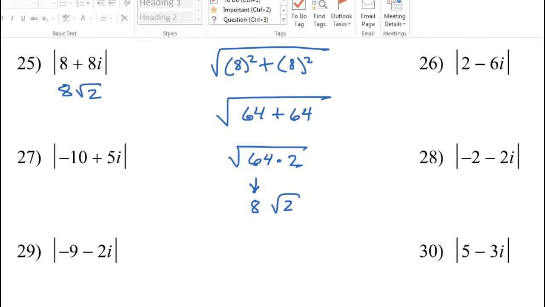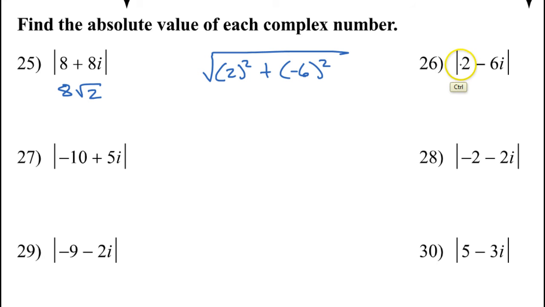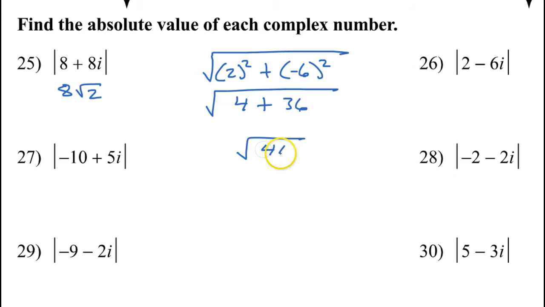Okay, let's do number 26. I'm going to have the square root of 2 squared plus -6 squared. I'm just doing the a squared and the b squared. So that's going to be the square root of 4 plus 36. So that's the square root of 40. So that's the square root of 4 times 10. The square root of 4 is 2. So I'll have 2 radical 10. That's the answer here.